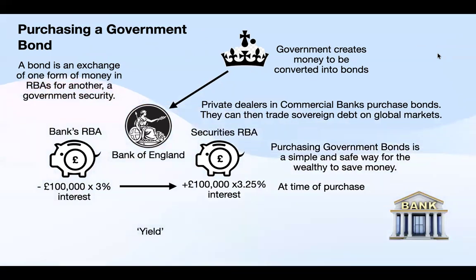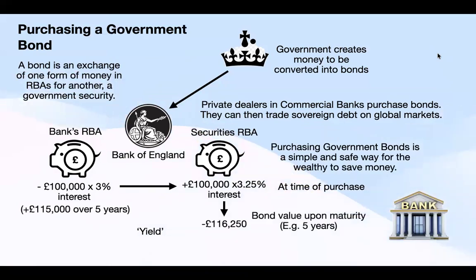But because of the higher interest, upon maturity, so every bond has a particular time set when it will reach its maturity, and I've put an arbitrary period of 5 years here, just for example, the value of the bond has risen to £116,250, and that is then taken out of the securities account and added to the ordinary bank's RBA, and that is what is known as the yield.